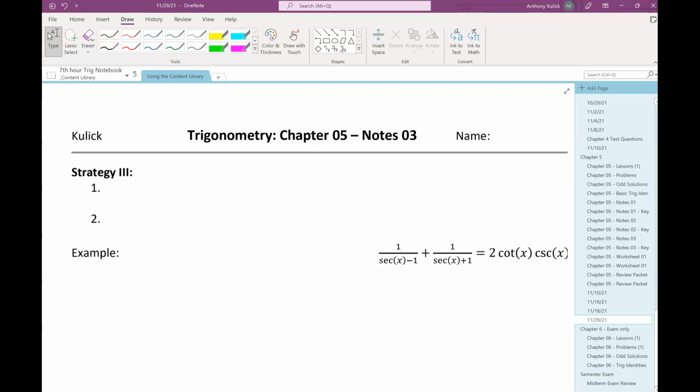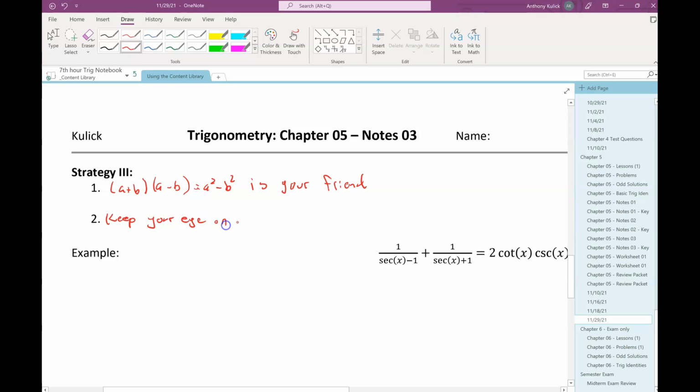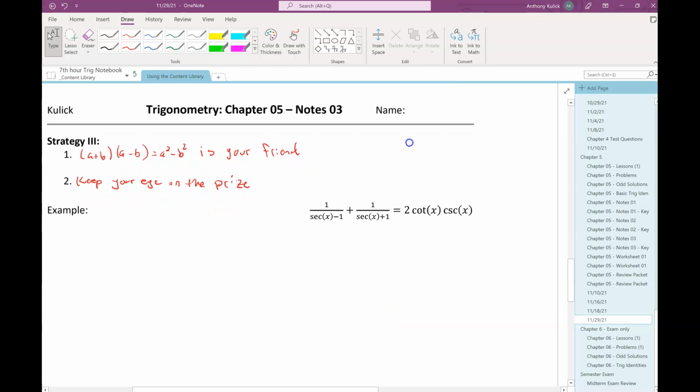So another set of strategies that will often be helpful: this difference of two squares factoring pattern. This is your friend. It'll come up a fair bit. And then the other thing to do is to always remember where you're trying to get to, right? You know what the answer is going to look like. Oftentimes, there are going to be clues as to what you should do to get to the final answer.